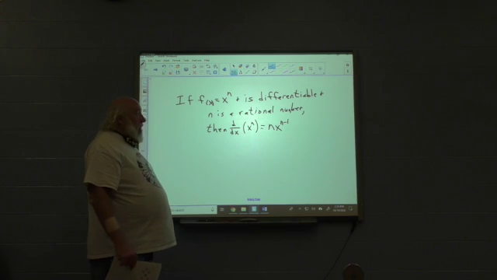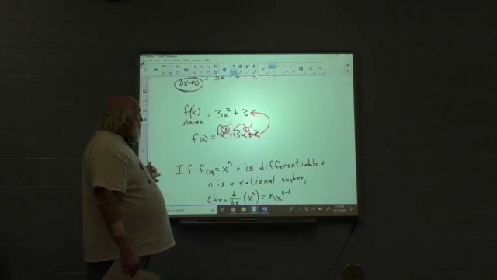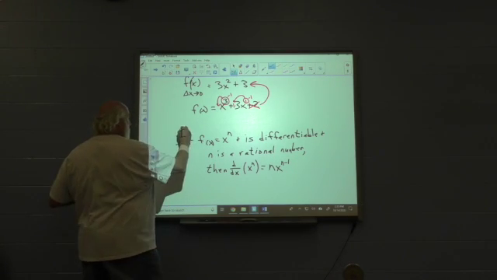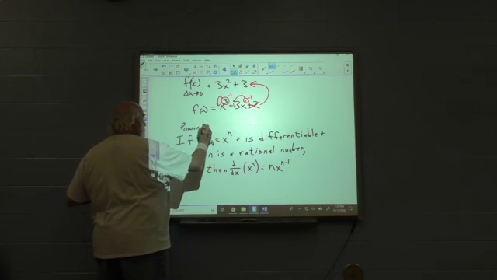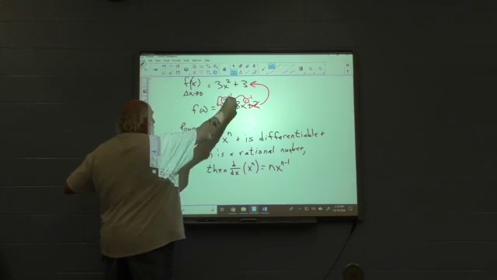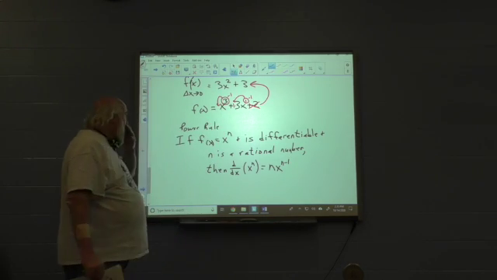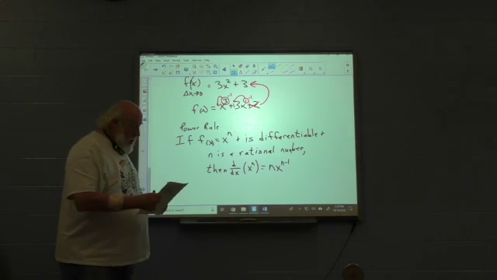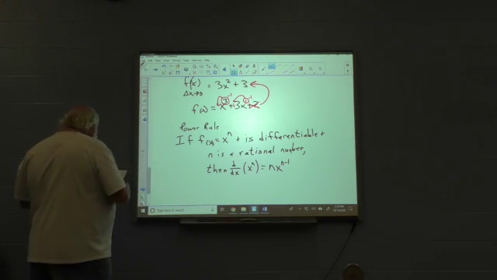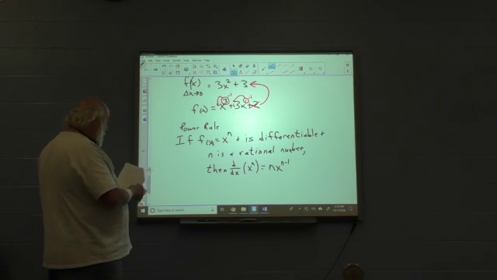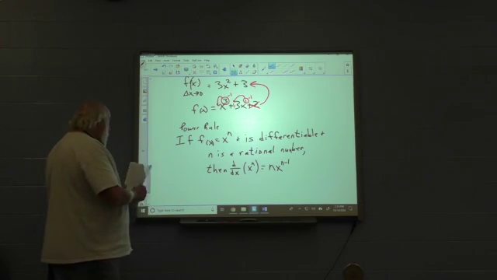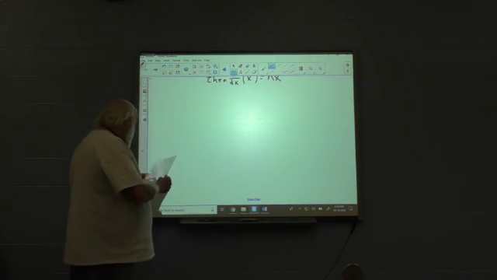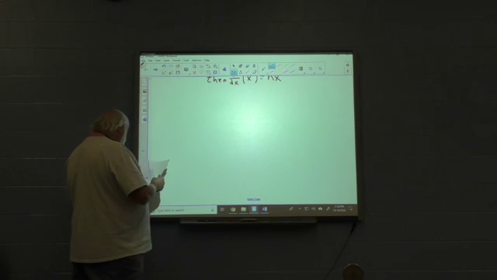So that's pretty much what we did up here. And here we use the power rule right here. And the last part of this we used the constant rule. So if we take a look at some problems that are related to this. This is on page 115.